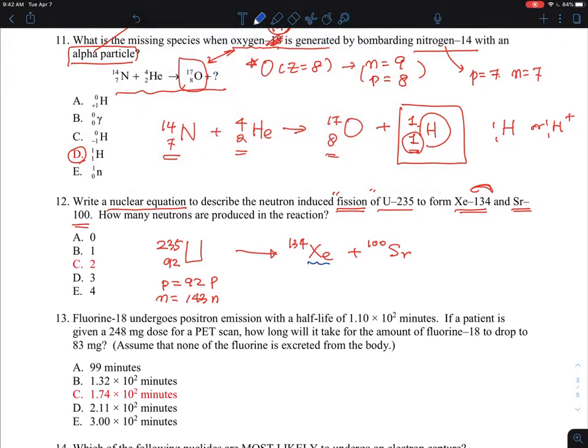So xenon is easy to find. This is one of the noble gases. So xenon is right there. That's 54. So I'm going to write 54 protons, right? And the strontium, where is its atomic number?